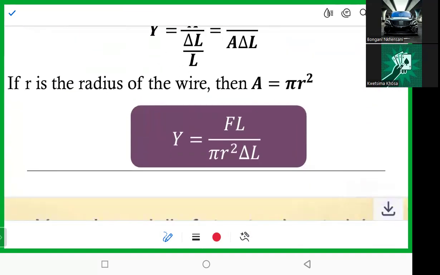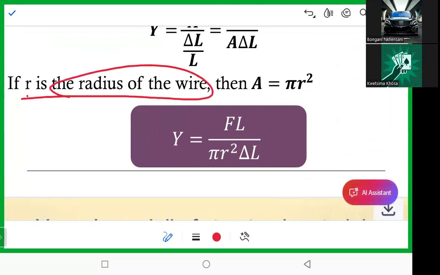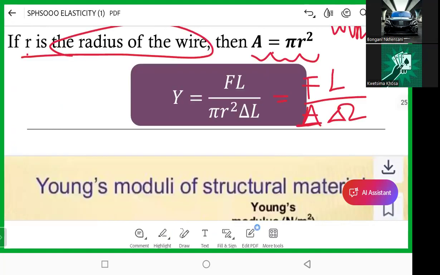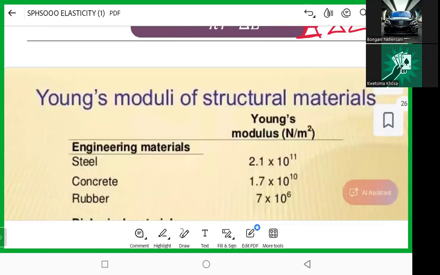Now you see here they were talking about the radius of a wire. A normal wire that you know, its area is pi r squared. So where there was A, you replace it with pi r squared, and you calculate your Young modulus. Sometimes we can look for the other values.